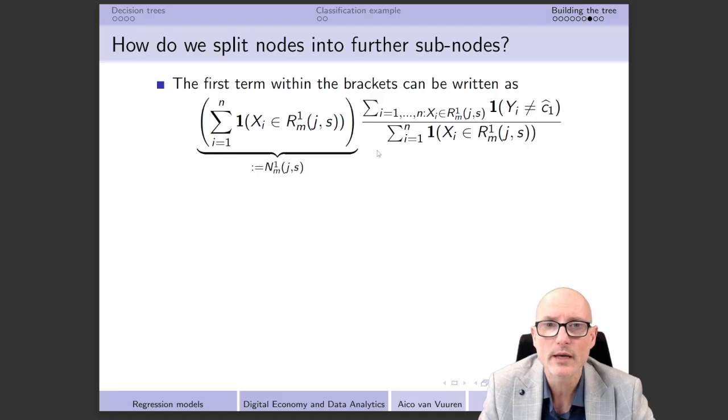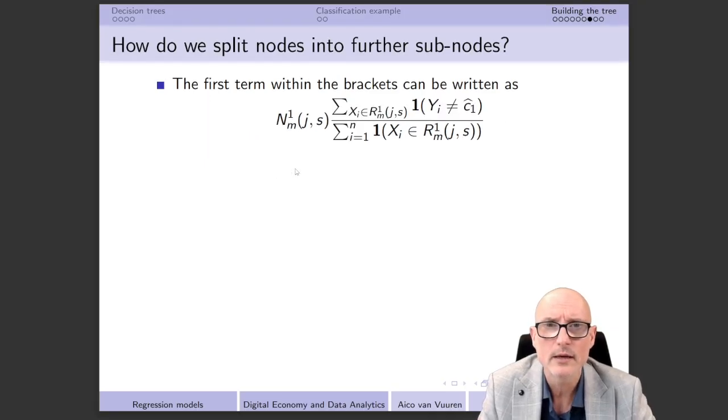Take into account that, as I already said, this has a quite nice interpretation, because this is nothing else than the number of observations that we have in our particular subspace R1 MJS. Let's give that a name. Let's simply call that N1 MJS, for the number of observations that we have in our subspace R1 MJS. If we do that, then we get our next step.